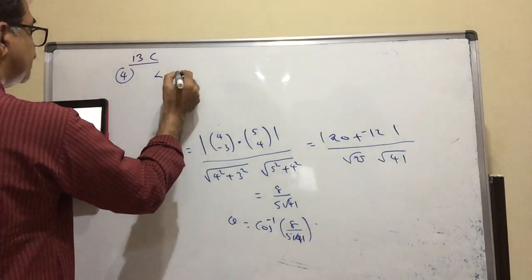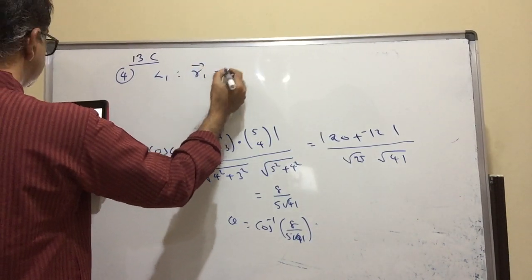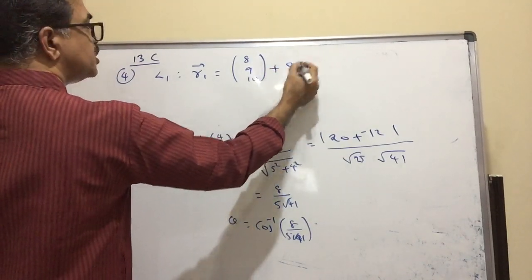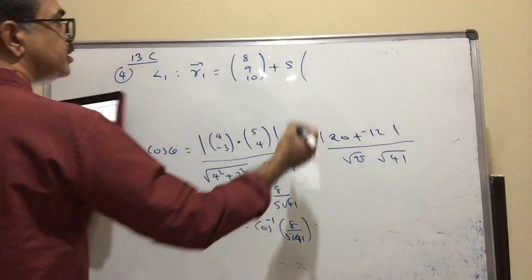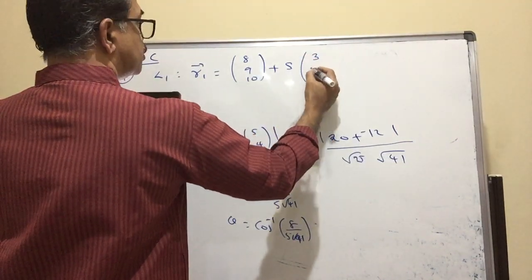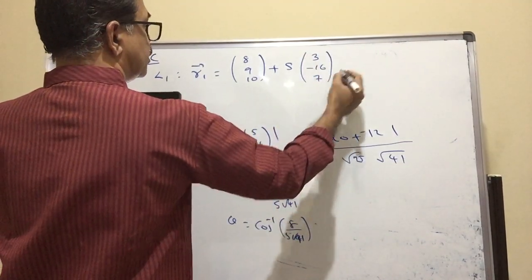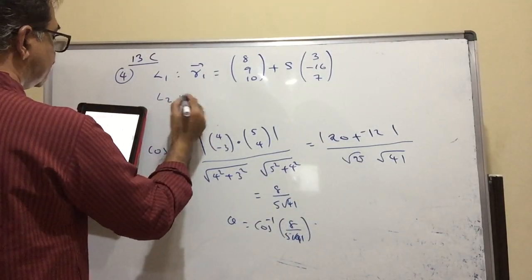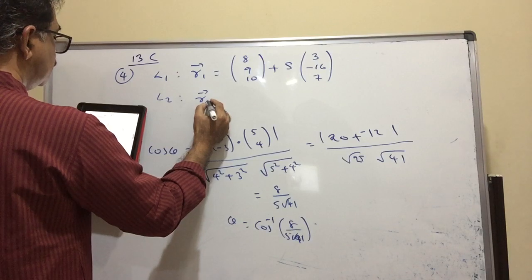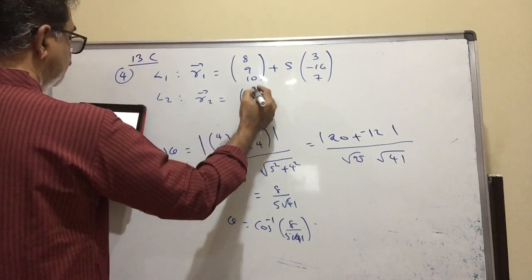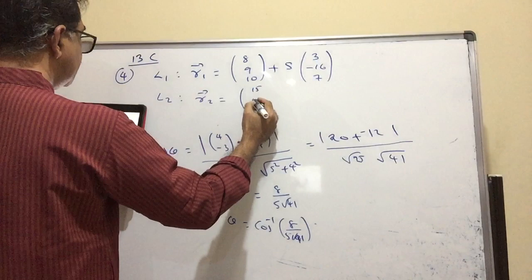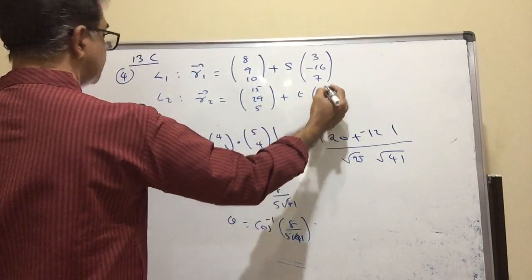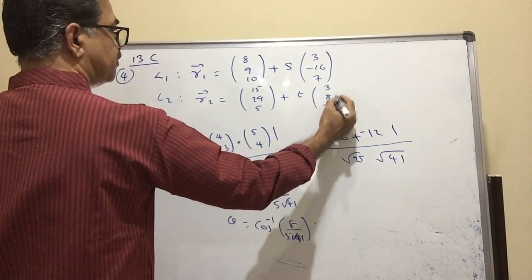It says L1 is r1 vector is equal to 8, 9, 10. So what's the difference you see here? This line is in this space in 3D. So this is minus 16, 7, and L2, the second line, is r2 vector is equal to 15, 29, 5 plus t times 3, 8, negative 5.